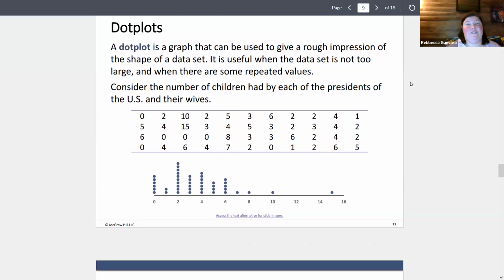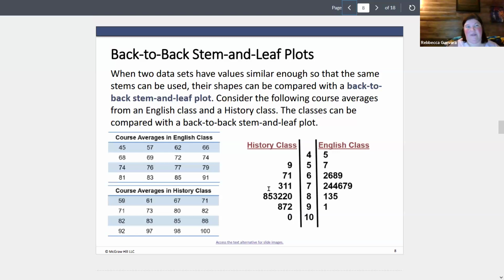So a dot plot is a graph that can be used to give a rough impression of the shape of data. So it's kind of like a histogram. It is useful when the data set is not too large and when there are some repeated values. So if we don't have values repeating, this isn't the greatest. This one, stem and leaf plot, is really good for data that doesn't have repeating values.